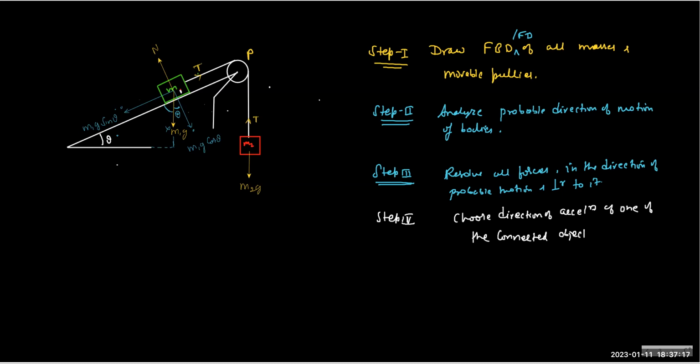So choose the direction of acceleration of one of the connected masses, and accordingly determine the direction of motion of the other connected mass. Okay. So up to step 4, it is clear to all of you? Yes, sir.